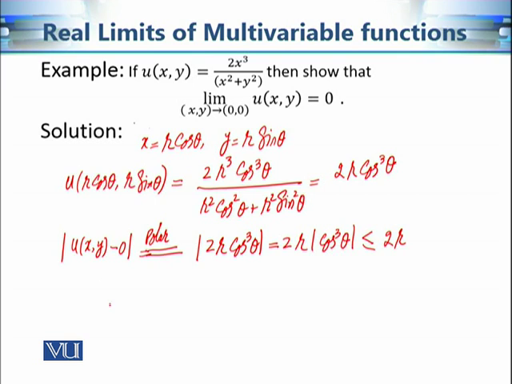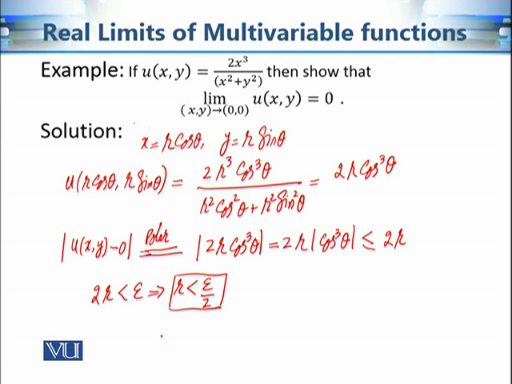2r. Now if we want to prove that the distance between u and 0 is less than epsilon, it will be sufficient to prove that this 2r is less than epsilon, because this 2r is a bigger number than this distance. So if we can prove that 2r is less than epsilon, then of course it will be sufficient to prove that this distance is less than epsilon. In other words, 2r less than epsilon implies r should be less than epsilon by 2. So we are going to use this expression to prove this limit.